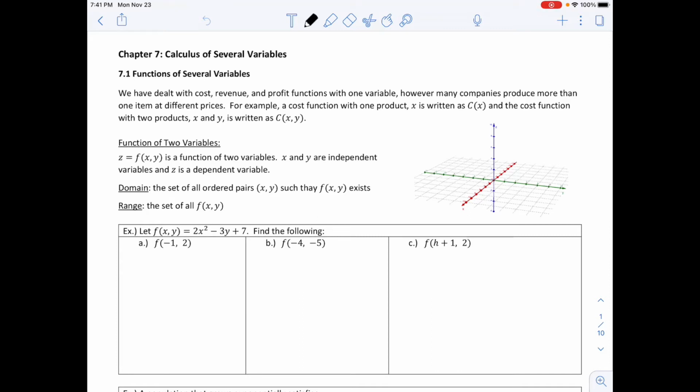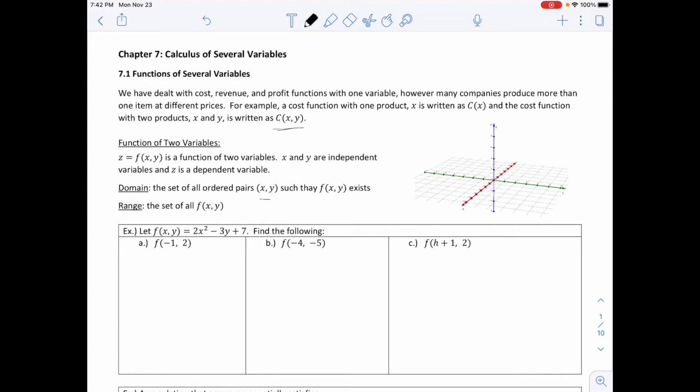For example, a cost function with one product, x, is written as C of x, and the cost function with two products, x and y, is going to be written as C of x, y. For functions of two variables, we'll say z is equal to f of x, y. As a function of two variables, x and y are going to be independent variables, and z is going to be a dependent variable. The domain is the set of all ordered pairs x, y, such that f of x, y exists, and the range is going to be the set of all of those function values of x and y.